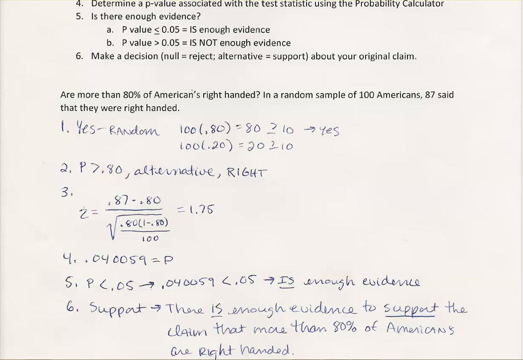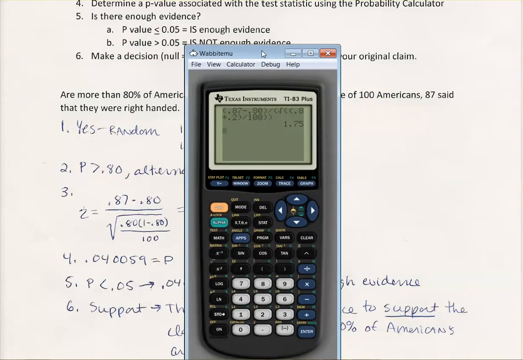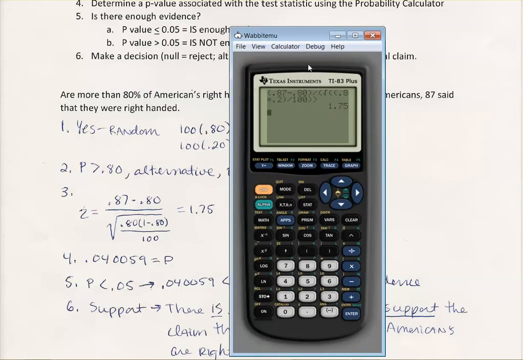All right, and to help you out with that calculator part, here you go. This is how it would work in the calculator. So you see all of those extra parentheses. I literally do have parenthesis 0.87 minus 0.80, parenthesis divided by, parenthesis, square root, parenthesis, 0.8 times 0.2.